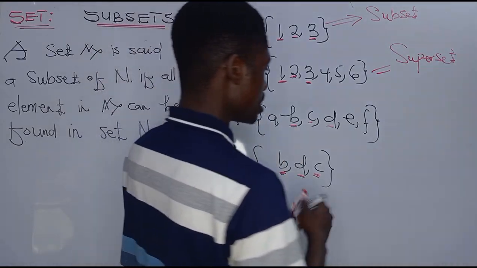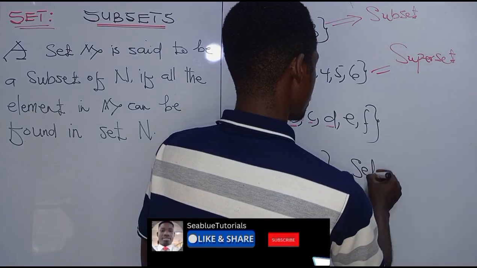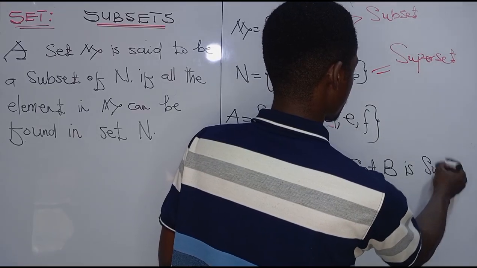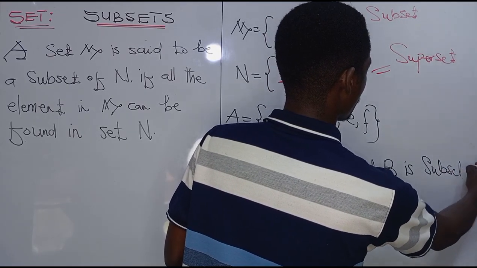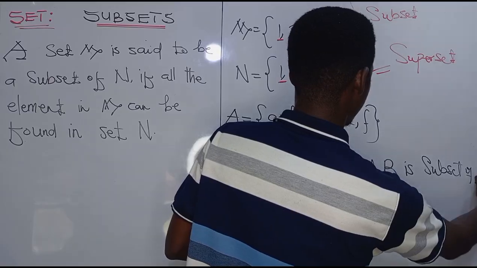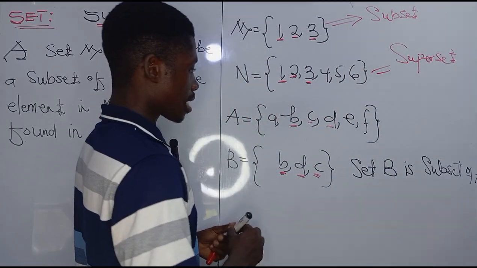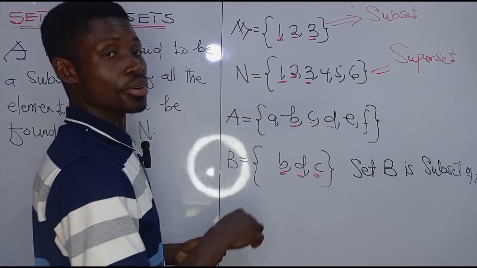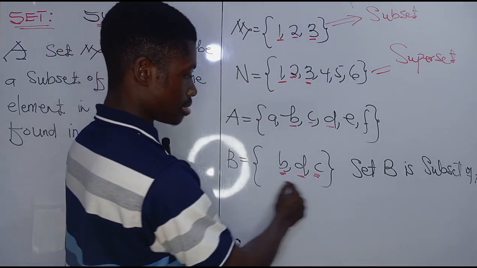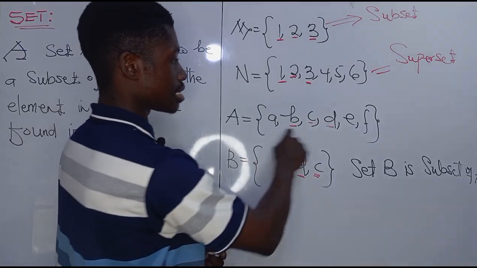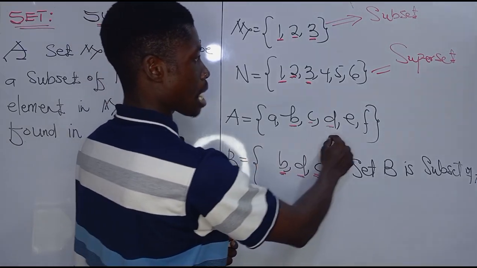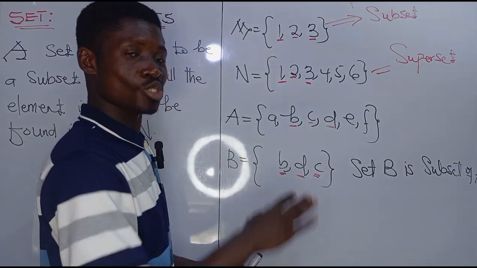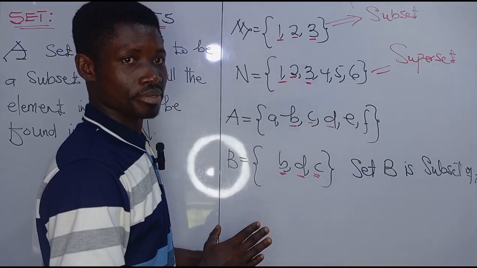So we can say that set B is a subset of A because all the elements in set B can be found in set A. So set A becomes the superset and then set B becomes the subset, the smaller set of the bigger set.